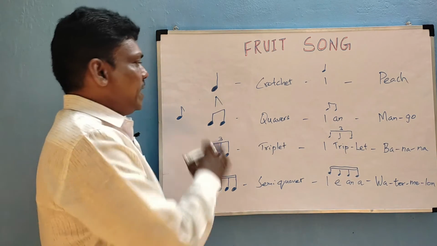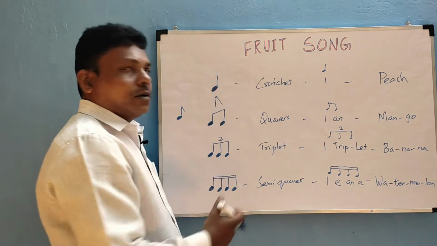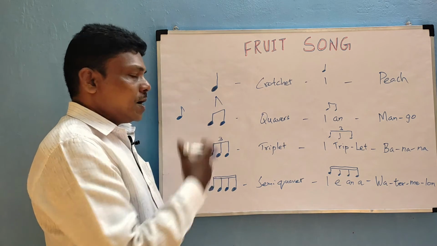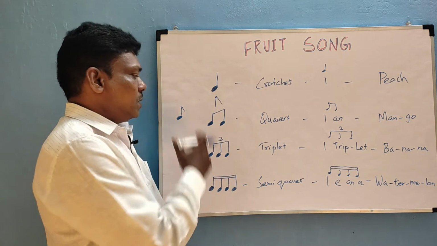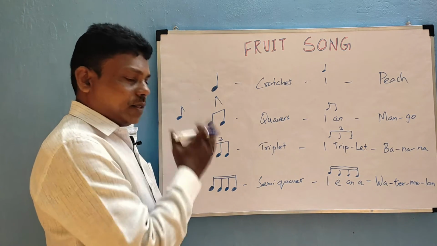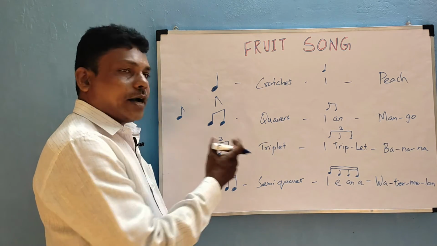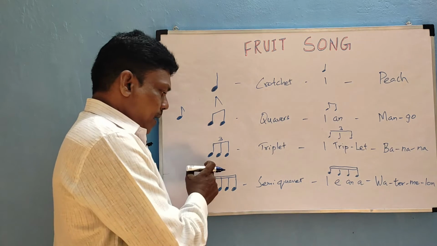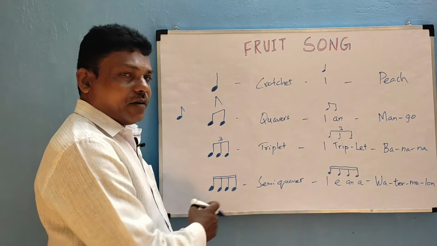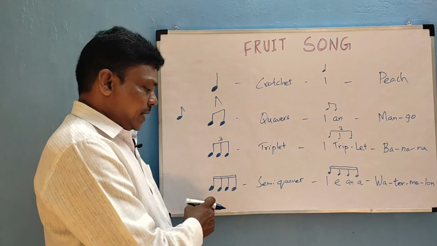So whenever you see a crotchet beat, think the fruit name peach. How will it sound? Peach. If you see 2 quavers in your song, just remember the fruit name mango. How will it sound? Mango, mango. And that should be played within a beat. If you see any triplets, people may feel it a little hard to play. So banana, banana. And then for semiquavers, just think the fruit name watermelon, watermelon, ta ta ta ta ta ta ta ta.